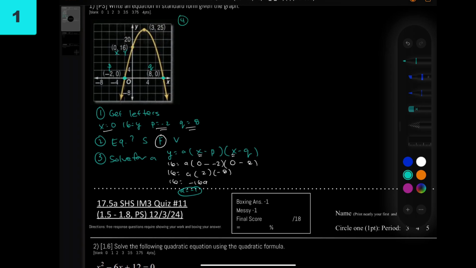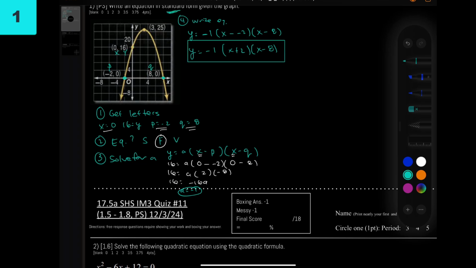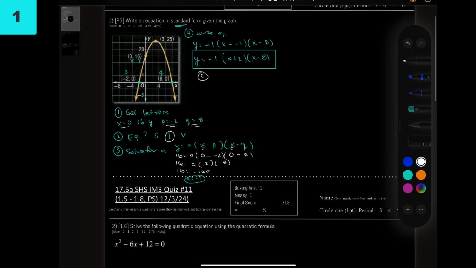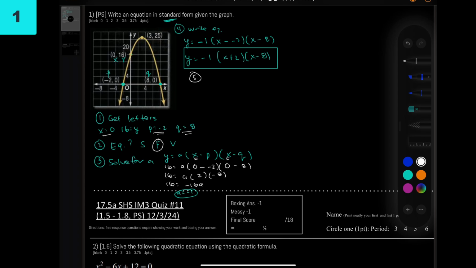Next, you're going to write your equation. So y equals, A value is -1, X minus P, which was -2, and then your Q value, which was 8. X plus 2, X minus 8. Okay, so this is written in factored form, but we're trying to get standard form, so no parentheses. So number 5, we're going to go ahead and just multiply these.